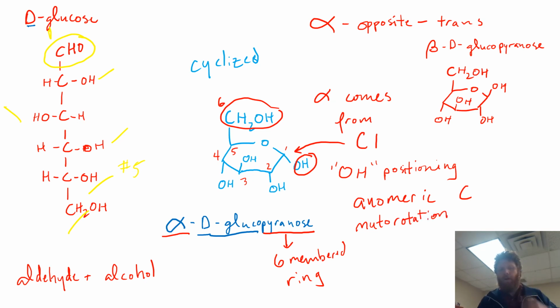The abundance of each of these is that the alpha form of a sugar accounts for about 33% of the molecules, and 66% are beta forms of the molecules. So I hope this helps, and I hope you have a wonderful weekend.